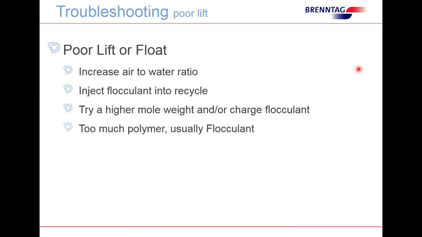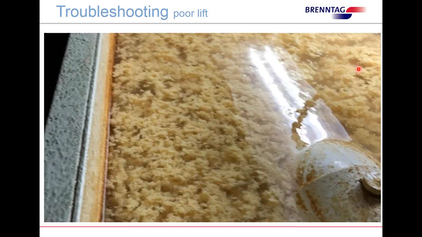Too much polymer can also cause a problem, and it's usually too much flocculant. Remember, I talked about this picture earlier. When we were showing it, we were like, geez, what is that? Well, what that is, is a reflection of the light off the ceiling. What's happening here is we have a lot of free water on top of this sludge, which really does not allow for good lift or good removal.